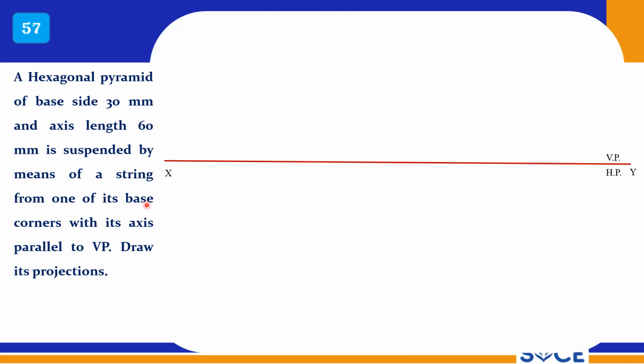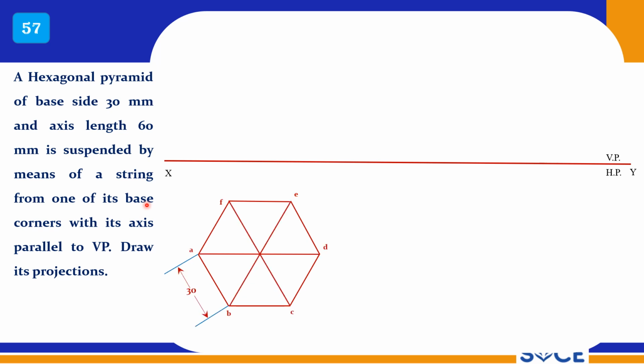So it is a very similar problem, and also a very easy problem. It is not touching any ground, right? So it is freely suspended, that's all. So you can easily do this, right? So this is the hexagon, and now it is suspended through D, right?